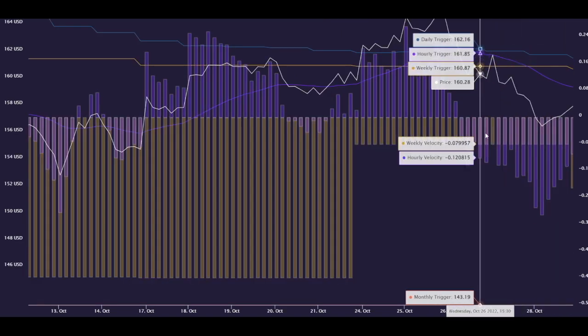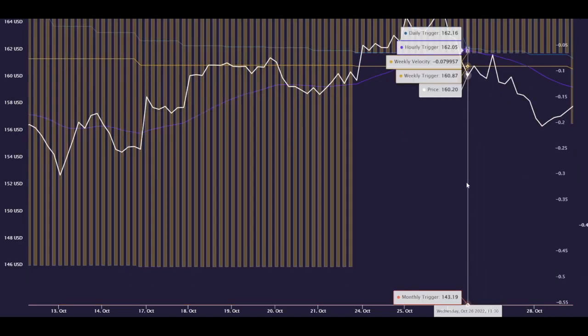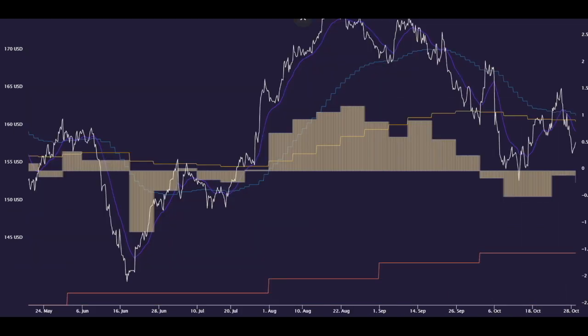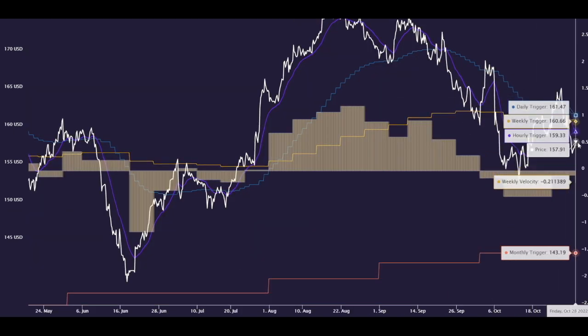Yeah, so the predicted print for next week is more negative than the previous week. So hourly velocity is getting more negative. Weekly velocity is getting more negative. I like this short play.